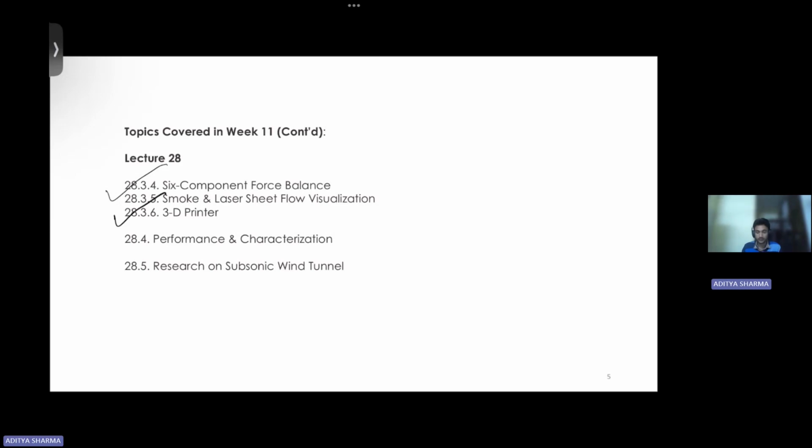And then there are 3D printers, very common in research these days. To fabricate your model, you can use these printers, for scaled models. Then the performance and characterization of these subsonic wind tunnels has been discussed. And at last, there is research that is going on in subsonic wind tunnels. This way, we have done the topic discussion for this week. Now we shall move on to the questions.